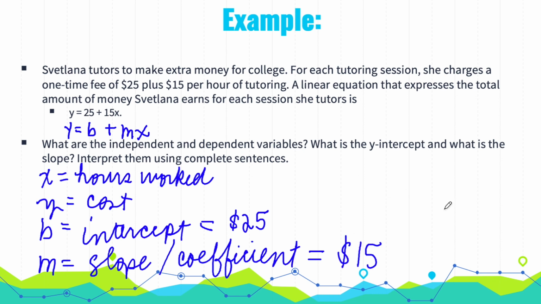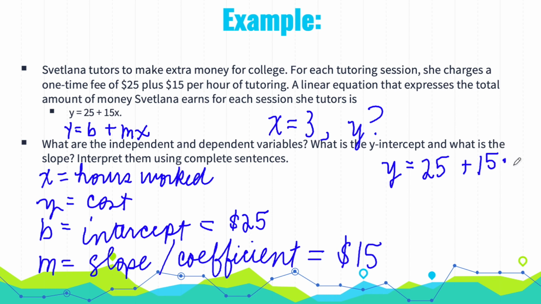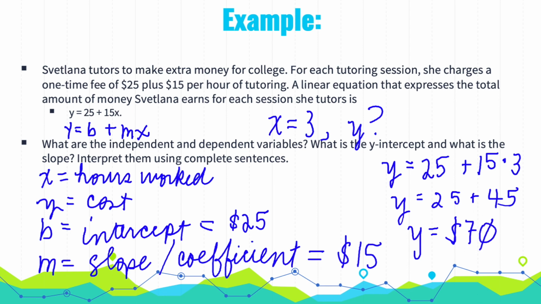Now, what would happen if I asked you to use this equation to figure out total cost? Let's say that Svetlana worked for 3 hours. If x equals 3, what is y? All I have to do is plug into the equation. Y equals b, that doesn't change, 25, plus my m, my slope, or coefficient, is 15. And here I plug in x, which is 3. Y equals 25 plus 45. Y equals $70. See how that works?